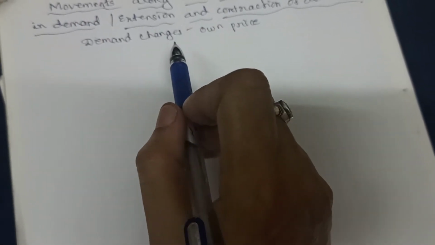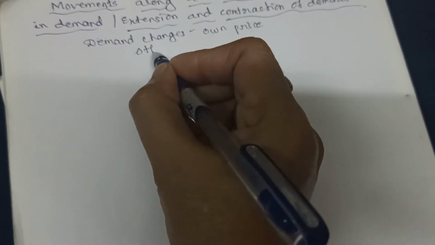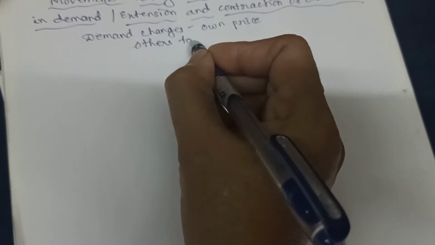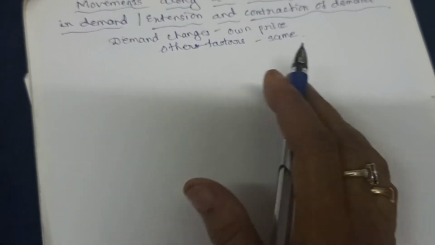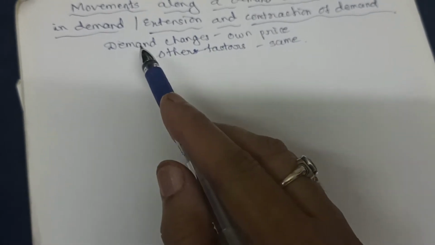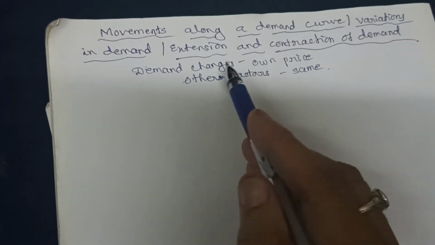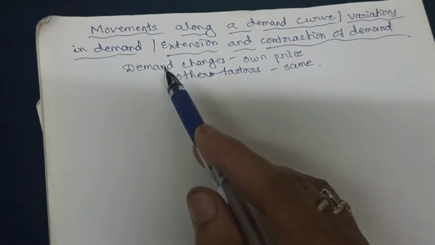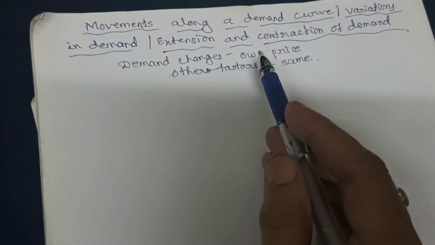Sometimes there is a rise or sometimes a fall in demand, and other factors affecting the demand will remain the same. There is no change in other factors such as income, population, advertisement expense. This will remain the same. Till then the demand sometimes rises, sometimes falls. The change is there because of what? Change in its price, and that is called movement along a demand curve or variation in demand, or we can say expansion or extension and contraction of demand.